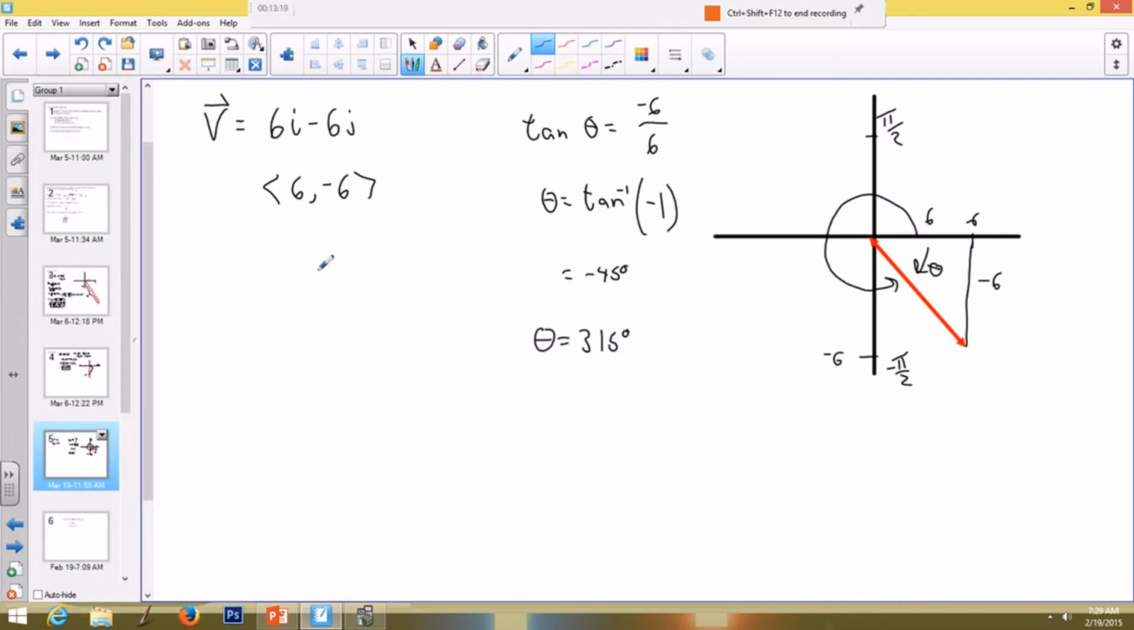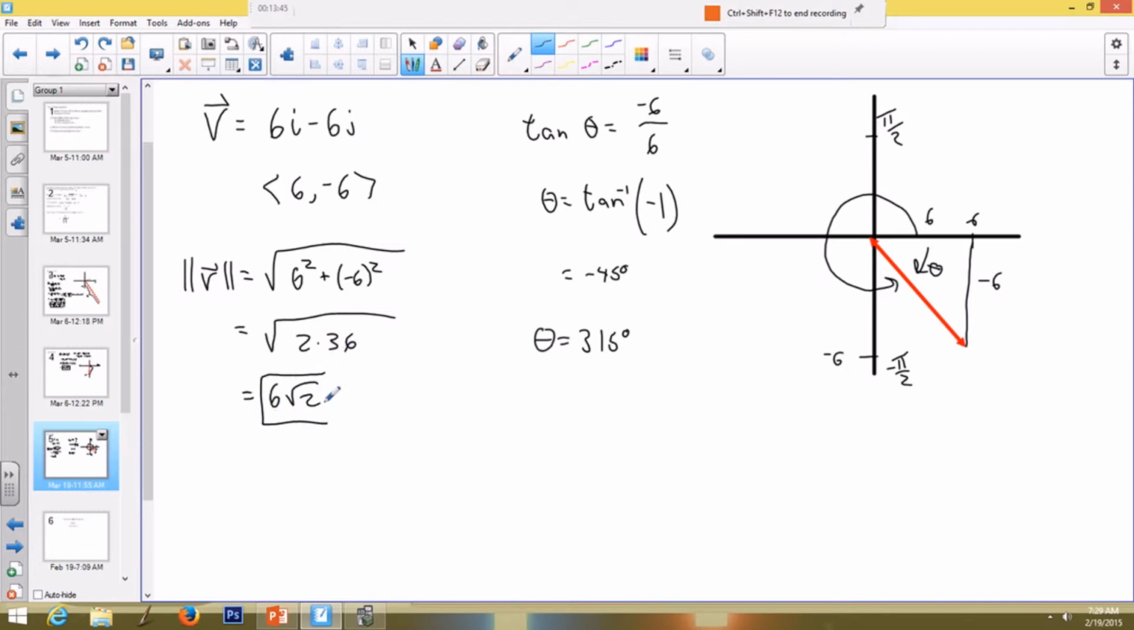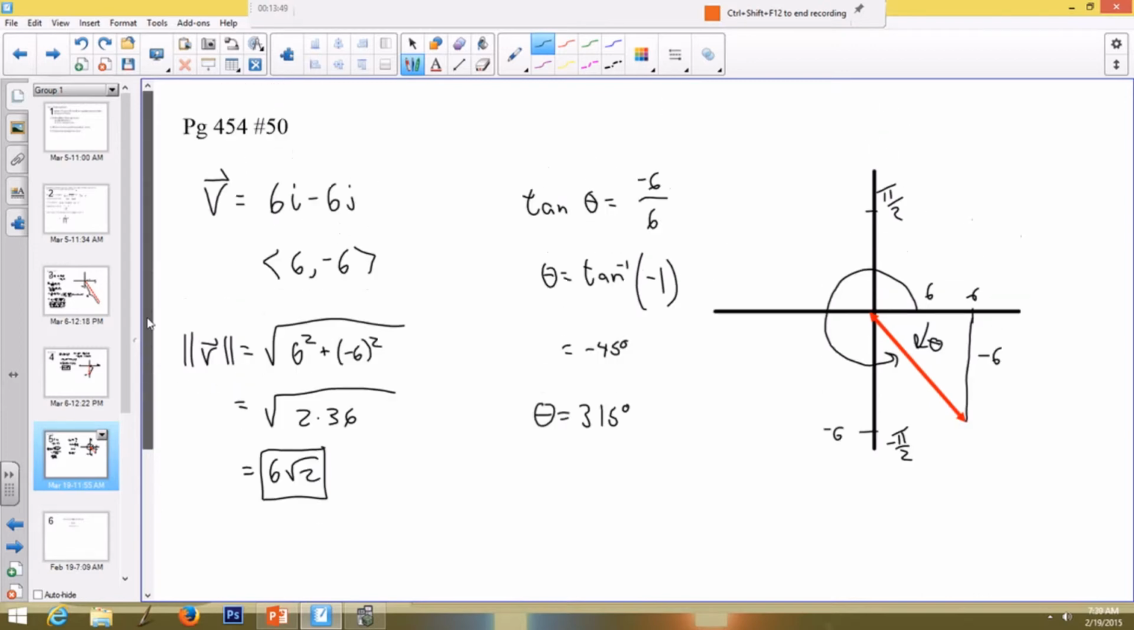And then they want the magnitude of that thing. Remember, the magnitude of v is essentially the Pythagorean theorem. So 6 squared plus negative 6 squared, which is 36 and 36. Just to keep it easy on myself, that's 2 times 36, which is 6 square root of 2, my final answer. If you have questions on that, you can ask me, or ask me in class when we get back.